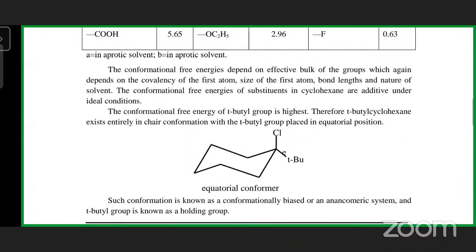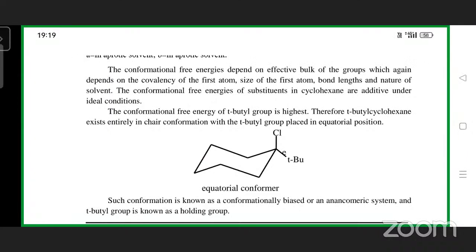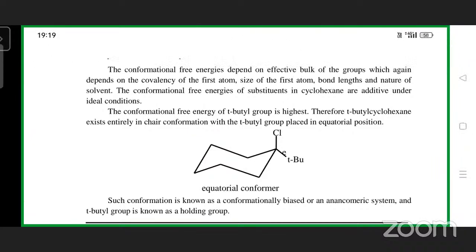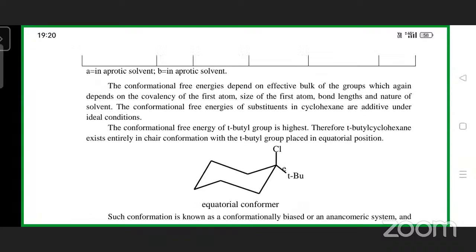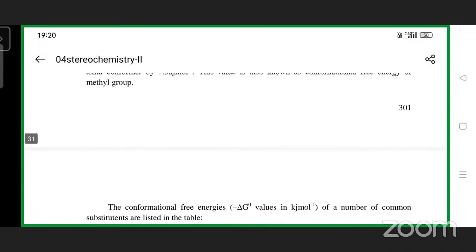Now you see the tertiary butyl group. For example, here you see the tertiary butyl group. When this tertiary butyl group is in the axial direction, generally it is least stable. And when the tertiary butyl group is in the equatorial direction, then it will be more stable here, because that can be explained by this.